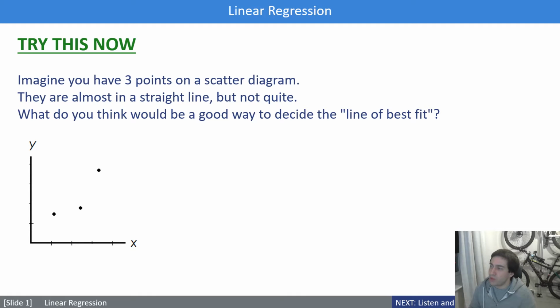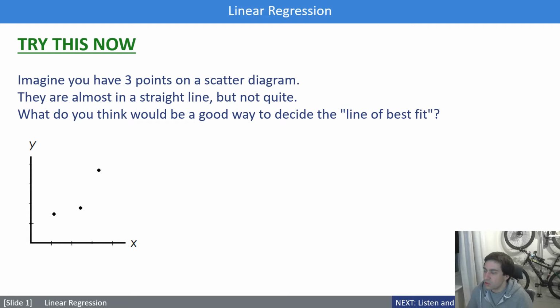So if we have points that look like a line, how do we draw that line? That's what we're going to be talking about today, and we're going to be making use of that line to then make predictions. So to start us off, I just want you to think about the concept, because you're going to be given one possibility in a moment, but it's worth thinking about it yourself, what actually would make sense in a simple case.